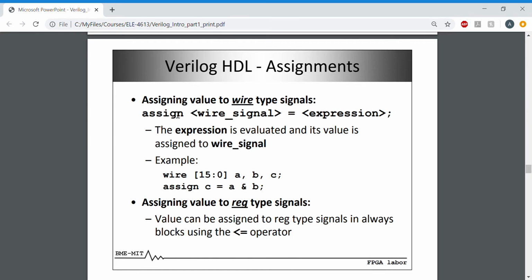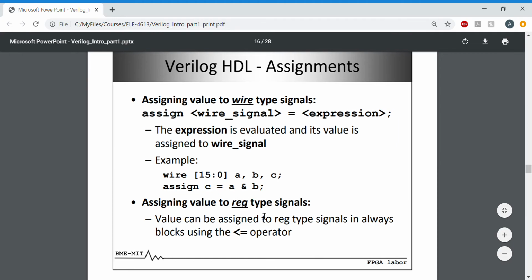You cannot have two assign statements where the target variable is the same. It is wrong in Verilog because it is as if you are telling it to connect to two different things at the same time. It does not make sense. So this is the idea. The expression is evaluated and its value is assigned to the wire signal all the time. Example: you have 3 wires of 16 bits, and you do assign C equals A and B. Every single bit of C is going to be the bit of A ANDed with the bit of B, right? Since they are the same size, there is no issue.